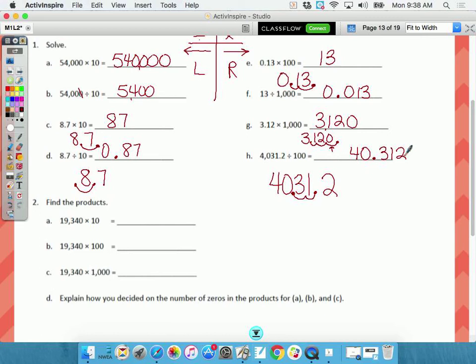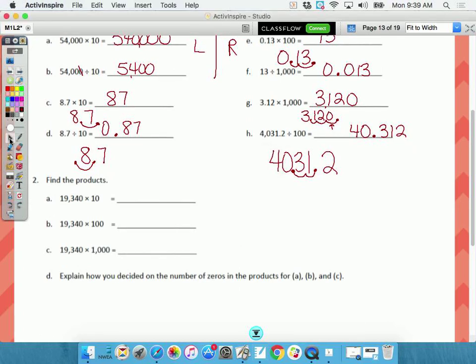Who can tell me how to say that number now that I'm finished? Maite. 40 and 312. You got it. 40 and 312 thousandths.